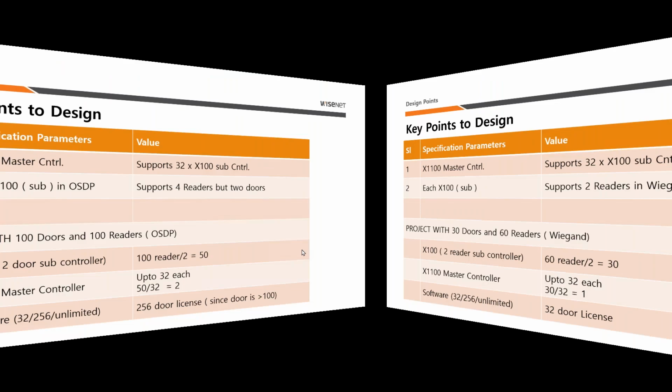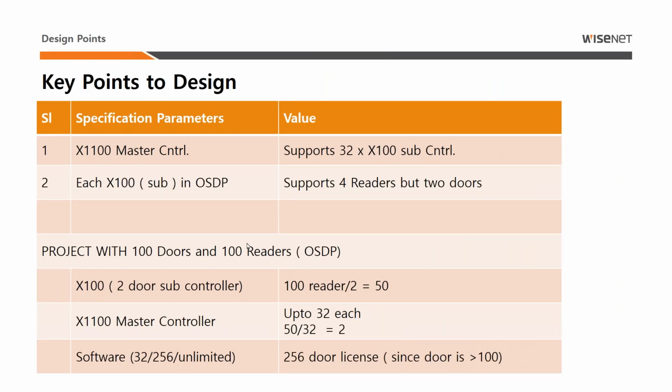Now let's see in OSDP how to design the same project, 100 doors, 100 readers, but using OSDP. Each controller supports 32 subcontrollers. Each subcontroller supports 4 readers, but 2 doors only. So whichever comes first. If you divide 100 doors by 2, you need 50 subcontrollers.